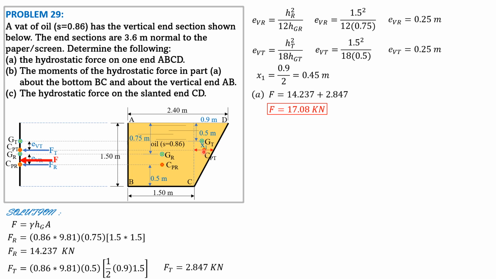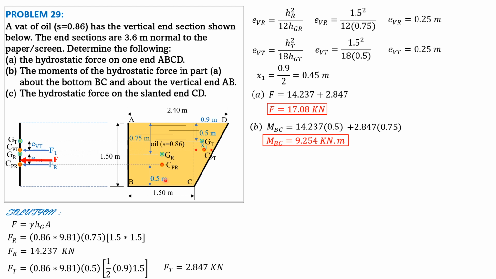The moment arm of FT from the bottom is 0.75, as mentioned earlier, because this is 0.25, and 0.5 plus 0.25 is 0.75. So the distance of FT, which acts here at the CPT, to the bottom is 0.75. So the moment about the bottom, which is BC, is FR 14.237 times 0.5 plus FT 2.847 times 0.75, and it is equal to 9.254 kilonewton meter.